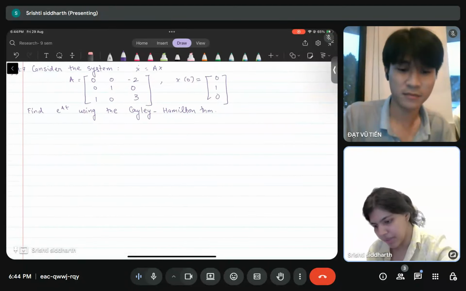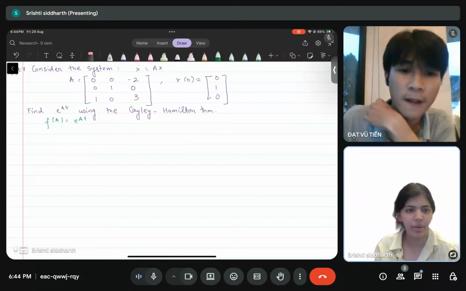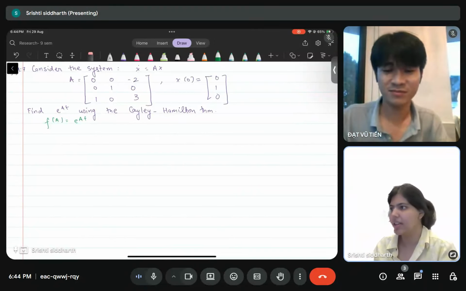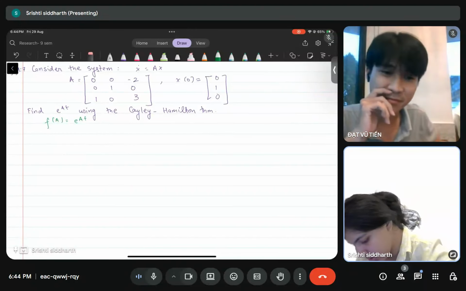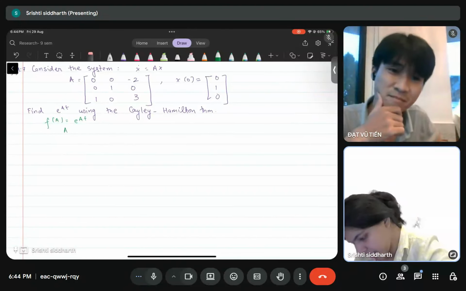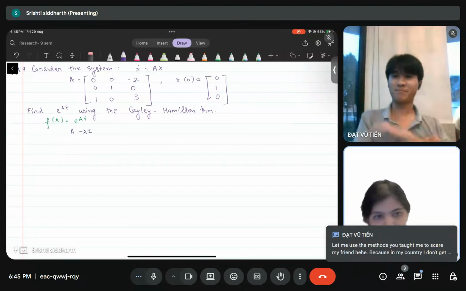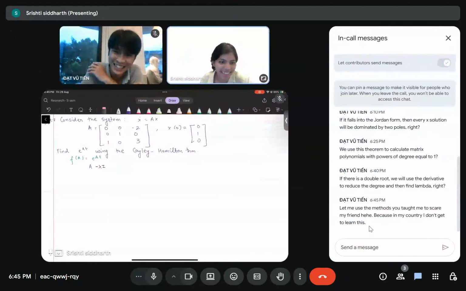Okay, so this means that the function f of A is e to the power At. Then we need to find a reduced polynomial g of A, or g of lambda. This will begin with figuring out the eigenvalues.